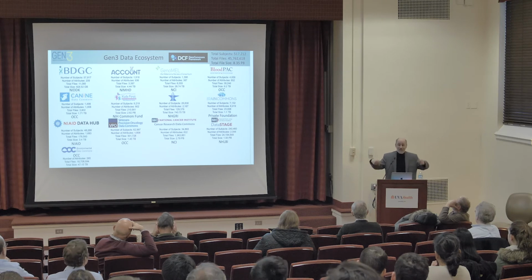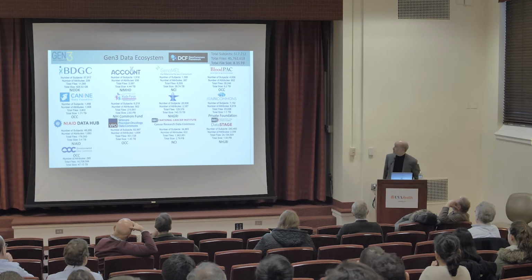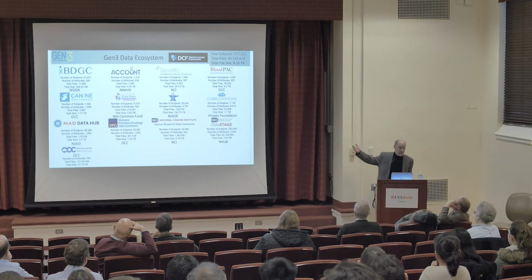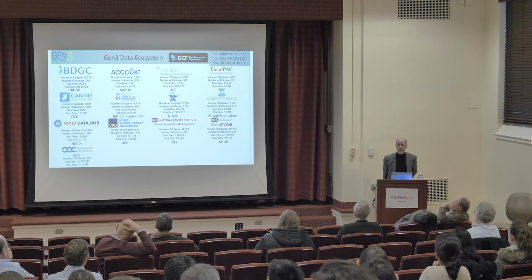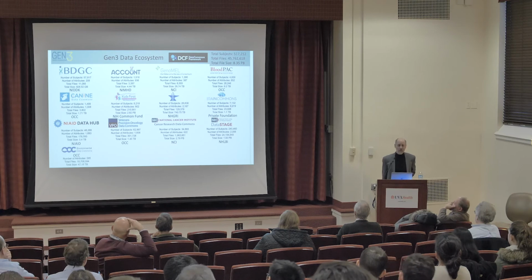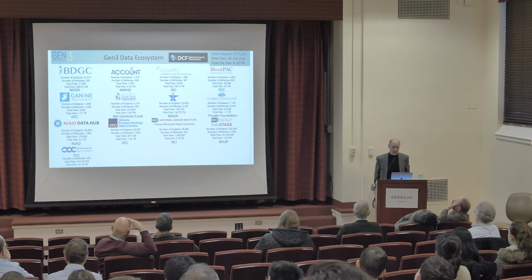Our goal is to get to 1 million within a year. It has over 45 million files, over 8 petabytes of data, and it's going to grow, I think, quite quickly. I think within a year we'll have over 20 to 25 of these, well over 1 million subjects, and when people want to interoperate, they can.